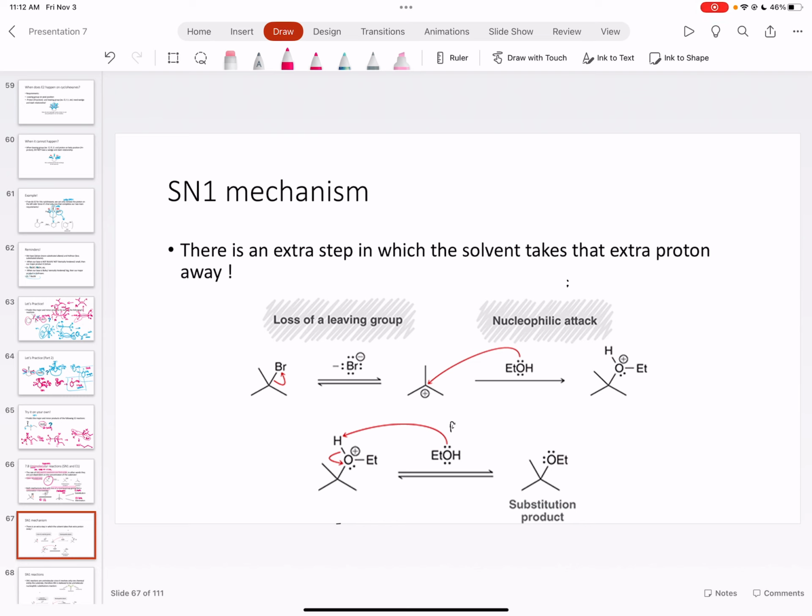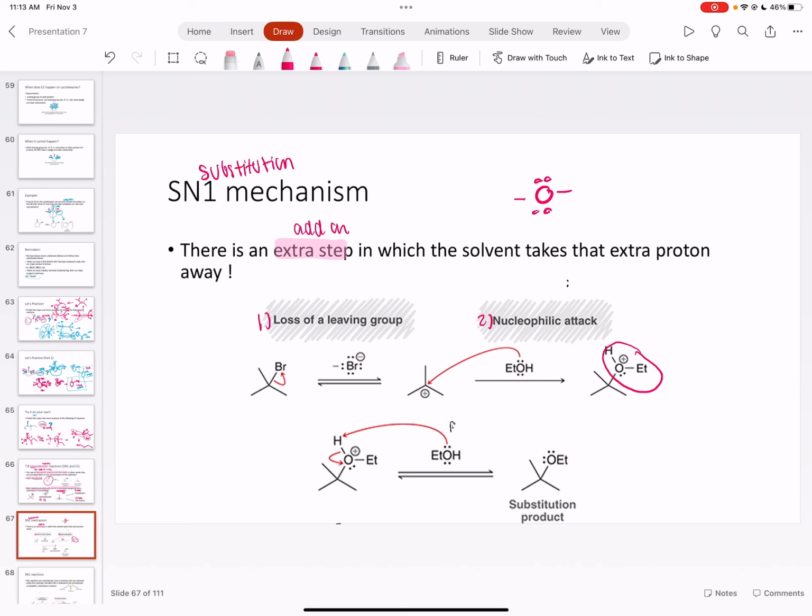Like we said, we first proceed with a loss of a leaving group, and then, since we're doing a substitution reaction, we're going to do a nucleophilic attack. That will be our second step. You see here that our oxygen has a positive charge. In this case, we want it to be as stable as it can be. For it to be the most stable, we want an oxygen with 2 bonds and 2 lone pairs.